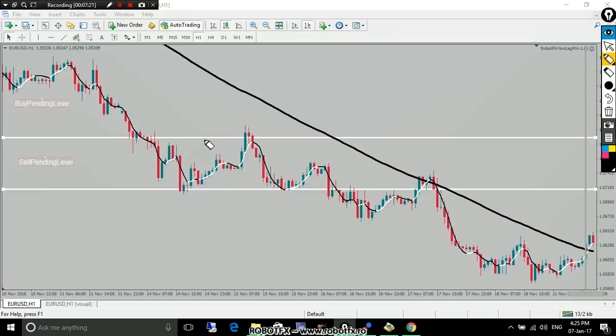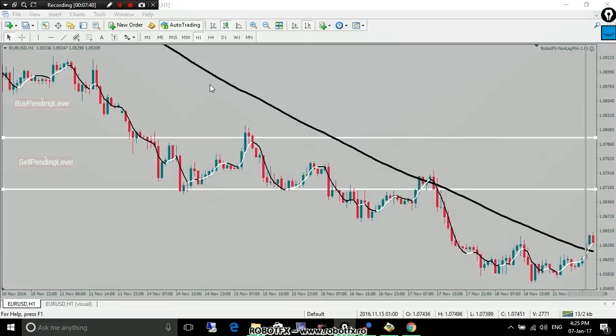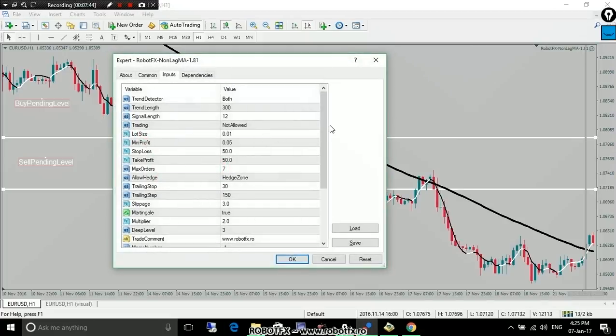Now, the one thing to be careful about with hedging is not to get trapped in a consolidation zone when the price will bounce down, up, down, up, down, up, down, up, and open way too many trades than your account can support. And this depends on many things actually. It depends on how much money you have in your account, and it depends on the lot size of your first trade, right? These are the most important, I guess.